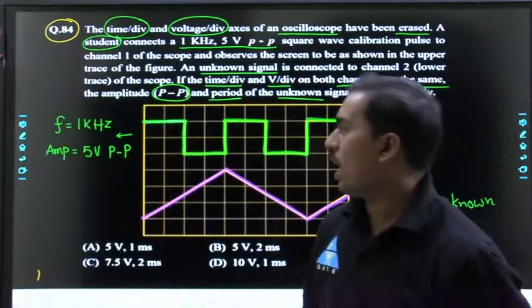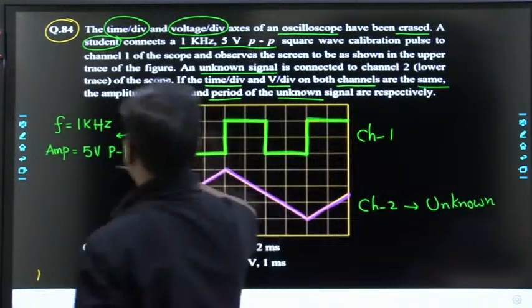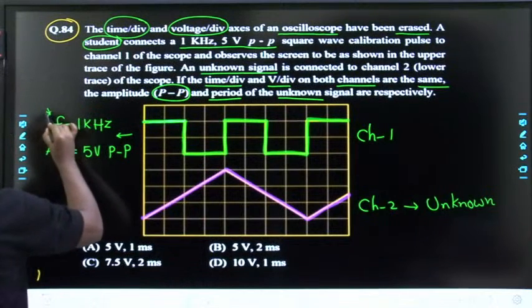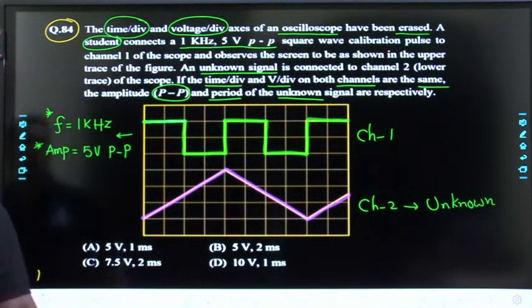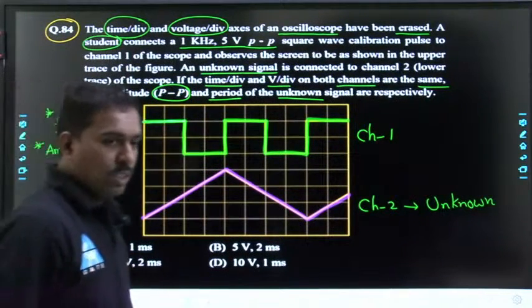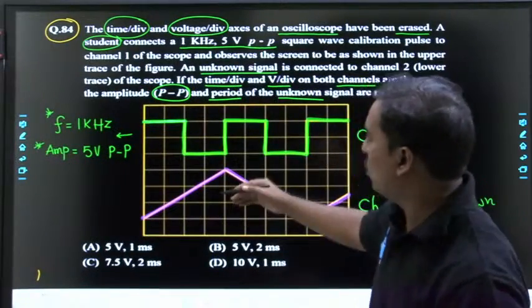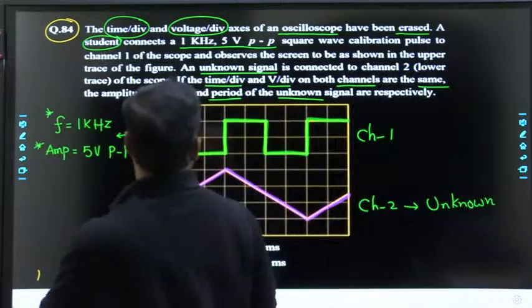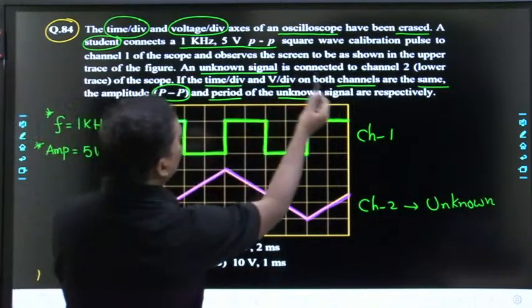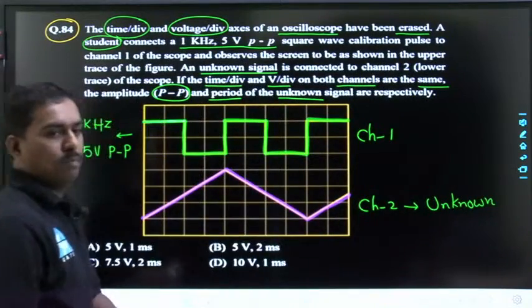So first Ruchita has taken one particular waveform which is having some known frequency and known amplitude. So for that, an unknown signal is connected on channel 2, and both are compared. So if the time per division and volt per division on both channels are the same, so how to do this problem?